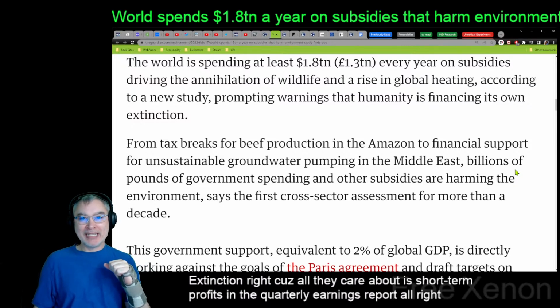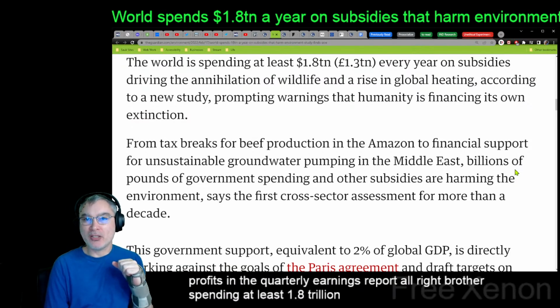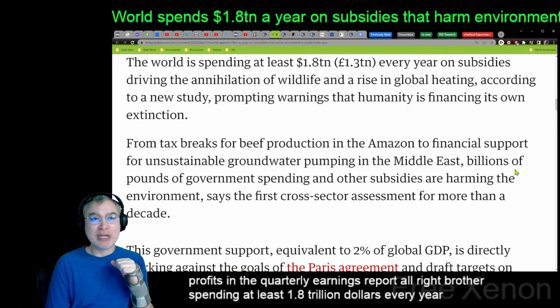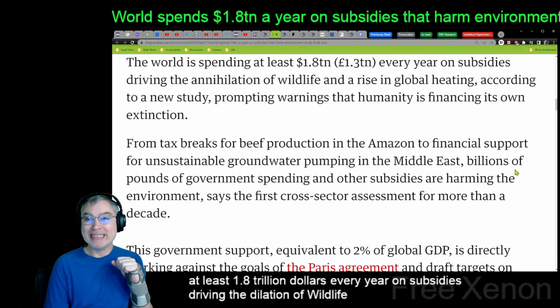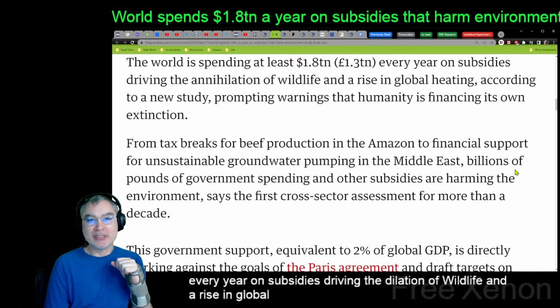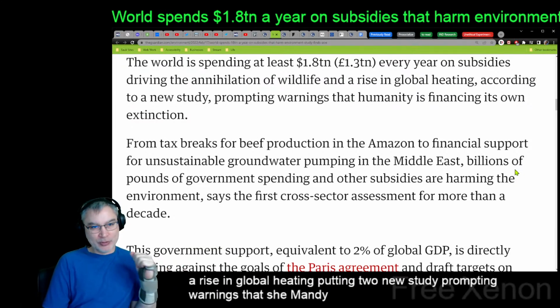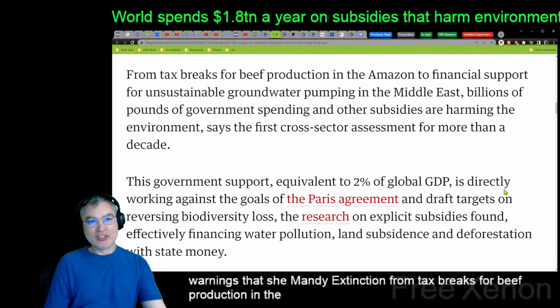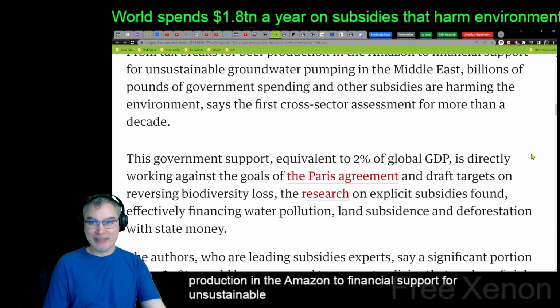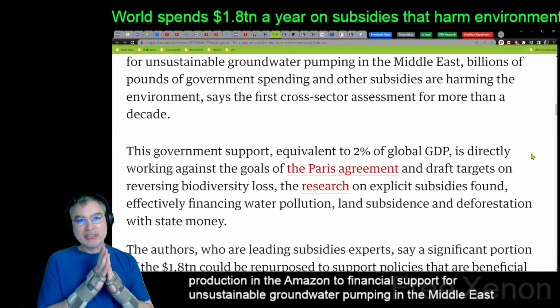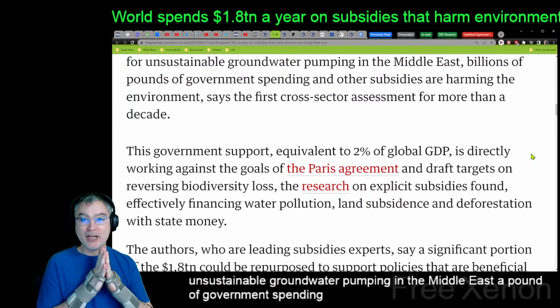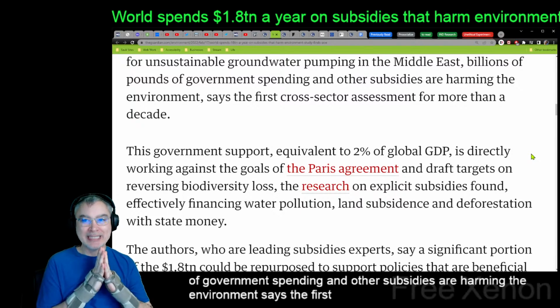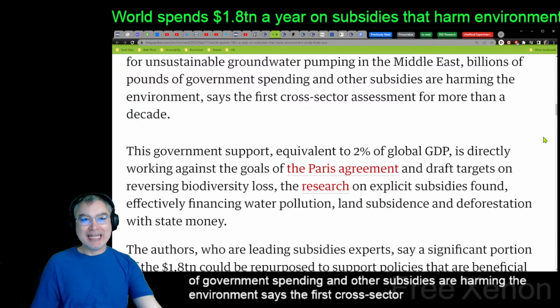All right, the world is spending at least $1.8 trillion every year on subsidies, driving the annihilation of wildlife and a rise in global heating, according to a new study prompting warnings that humanity is financing its own extinction. True statement. From tax breaks for beef production in the Amazon to financial support for unsustainable groundwater pumping in the Middle East, billions of pounds of government spending and other subsidies are harming the environment, says the first cross-sector assessment for more than a decade.